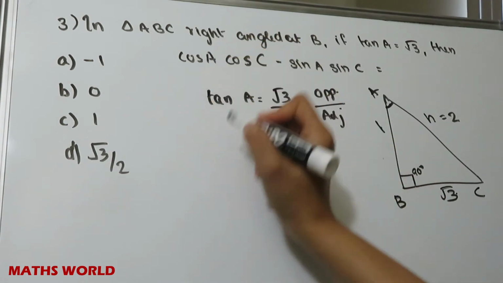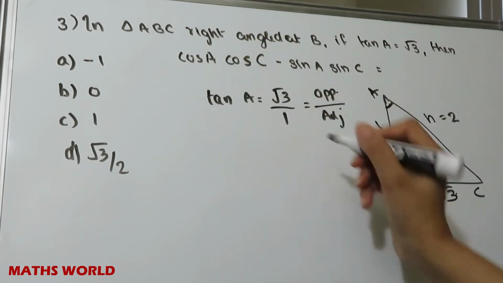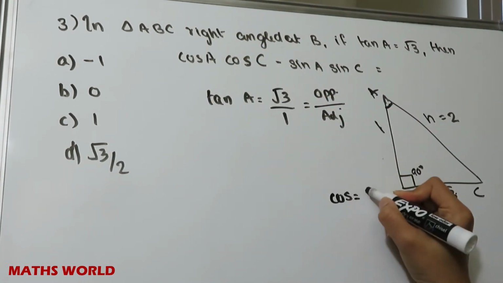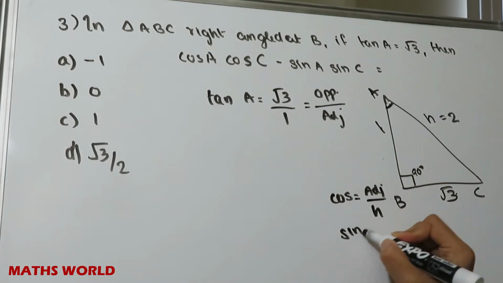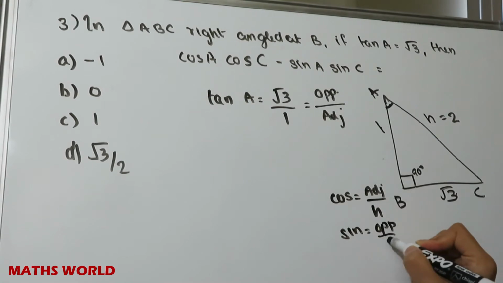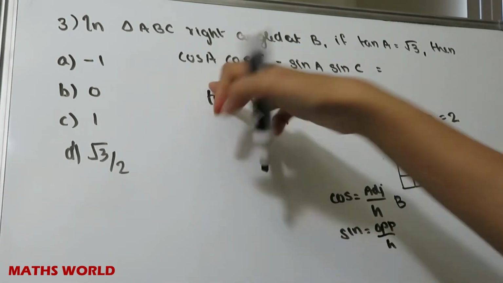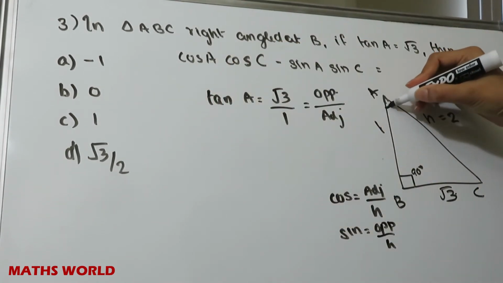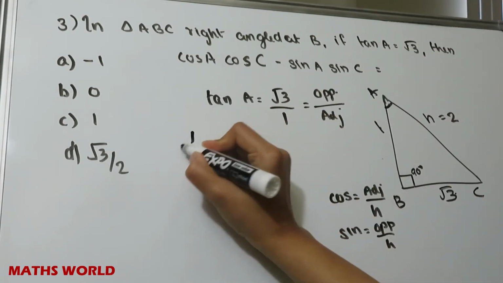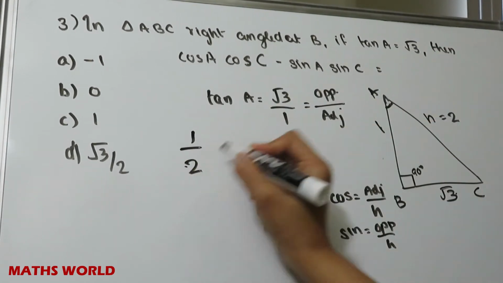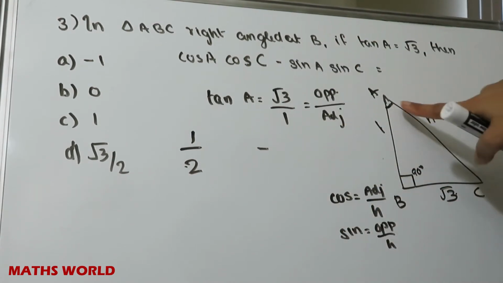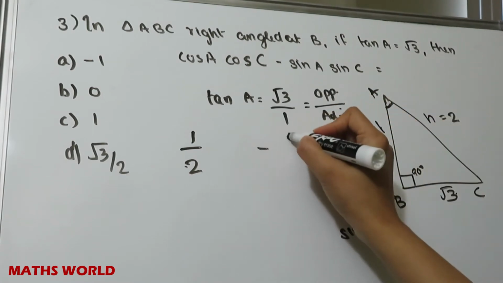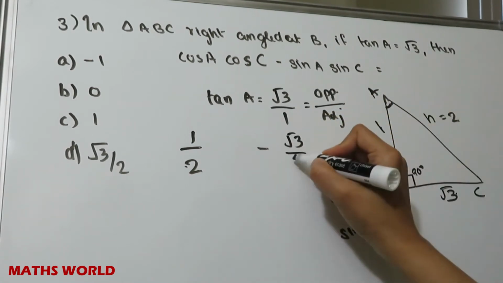Then we can find cos A. Cos means adjacent side by hypotenuse, and sin means opposite side by hypotenuse. First cos A. Here this is the angle A, its adjacent side is 1, 1 by hypotenuse 2. Then sin A is equal to opposite side. This is the angle A, the opposite side is root 3, root 3 by hypotenuse 2.